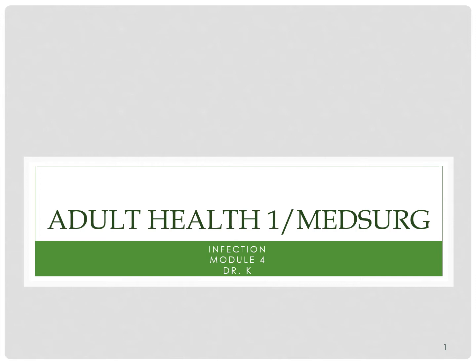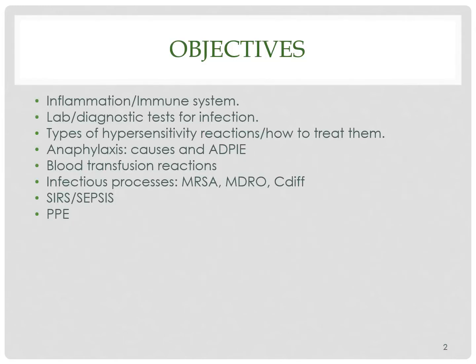Infectious processes like MRSA, C. diff, and other multi-drug resistant organisms. SIRS and sepsis, we're going to touch on this. You guys will build a lot more on this when you get to semester 9. And then we need to review a little bit of 5th semester PPE and different precautions and what diseases you would use them for. So let's go. Here's the objective that I just read.